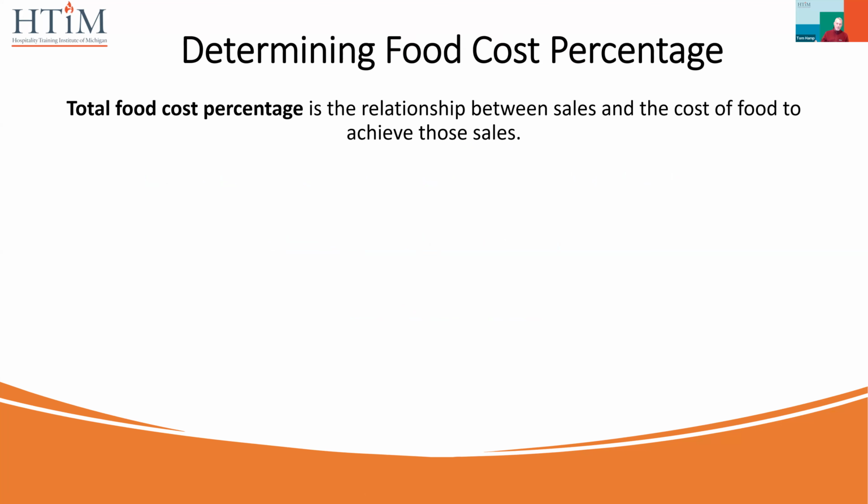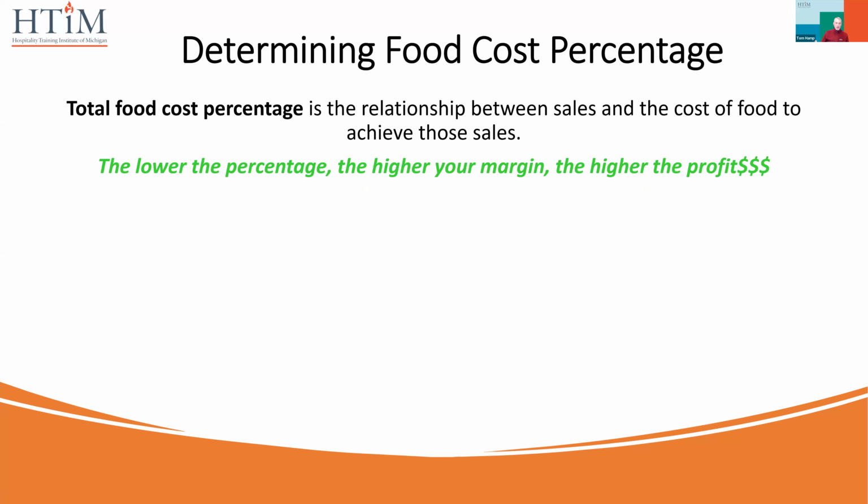So now that we have our cost of sales, our food cost, let's talk about our food cost percentage. It's the relationship between the sales and the cost of food to achieve those sales. We know that the lower the percentage, the higher our margin. If we can keep our costs down, and there's only so much you can do because we're buying food from suppliers, the margin will go up. You'll realize higher profits, right? And that's the name of the game.